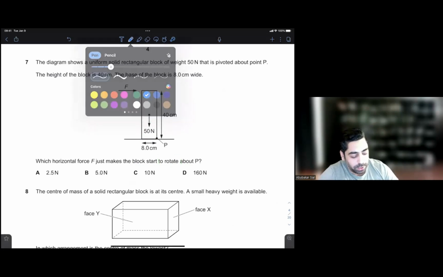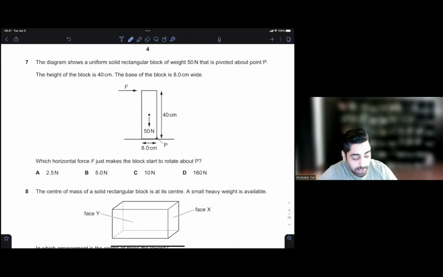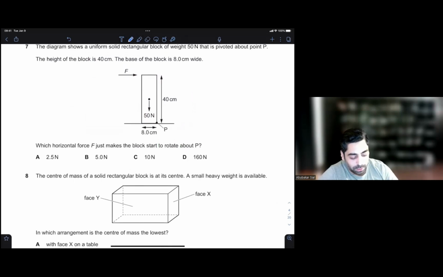Now, again, whenever you're doing a moments problem, I'll tell you exactly how you should do it. The first thing you should always do is draw arrows that show the direction of the moment of each force.